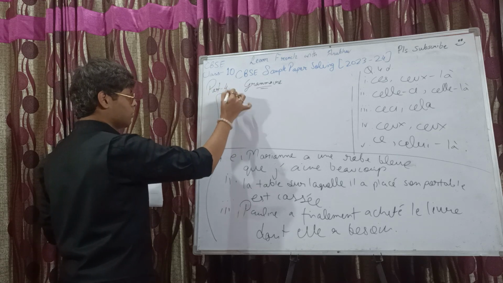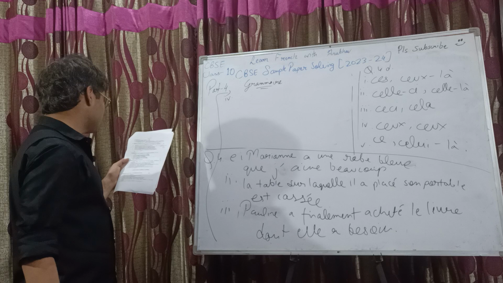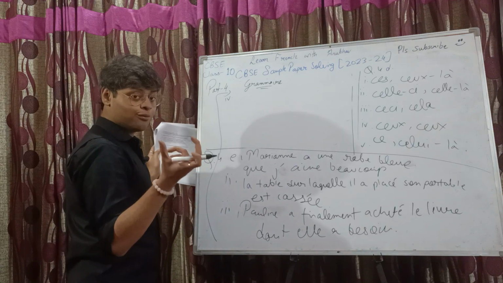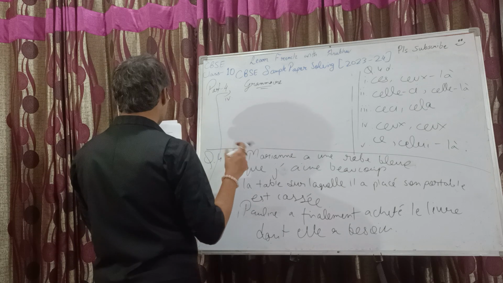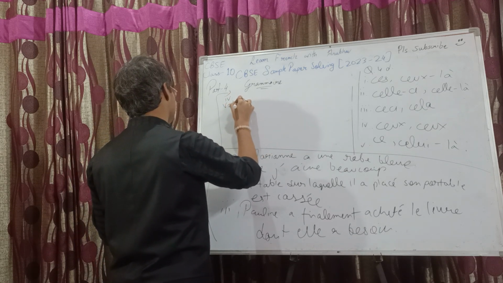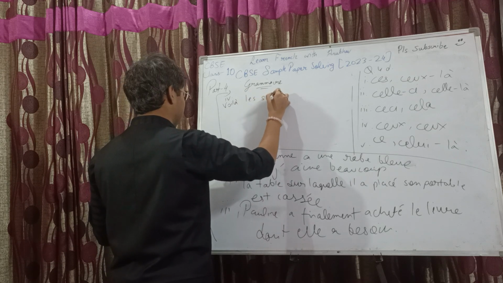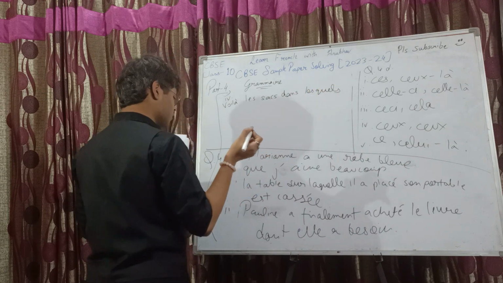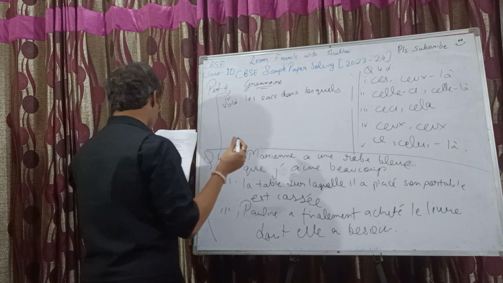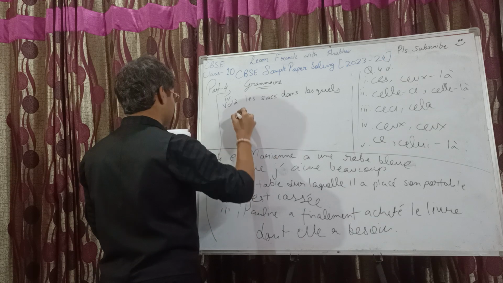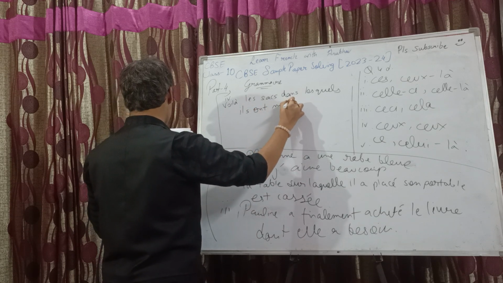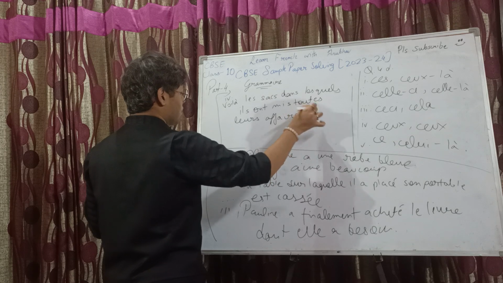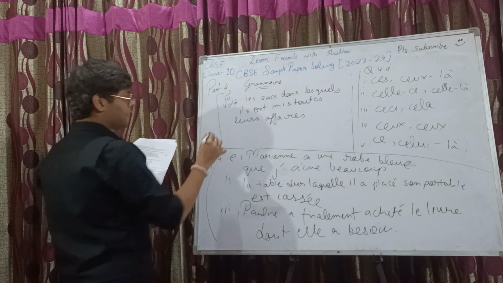Continuing, number four, we have voilà les sacs, ils ont mis toute leur affaire dans ces sacs. Dans ces sacs, now dans, indicating the uses of pronom relatif composé of the third category. We have voilà les sacs dans lesquels, masculine singular, masculine plural, dans lequel, ils ont mis toutes leurs affaires. Dans ces sacs won't be written again.